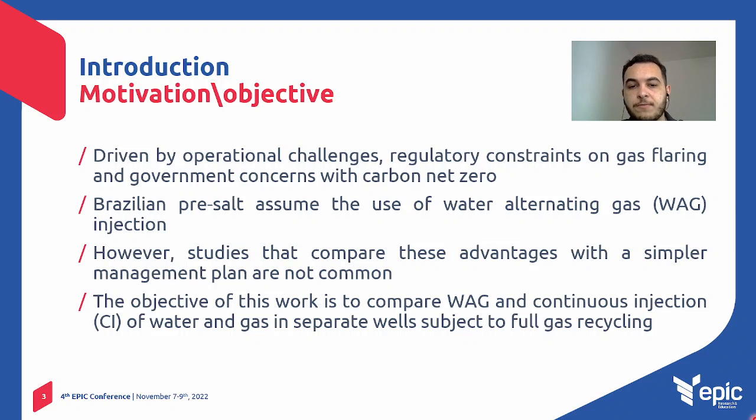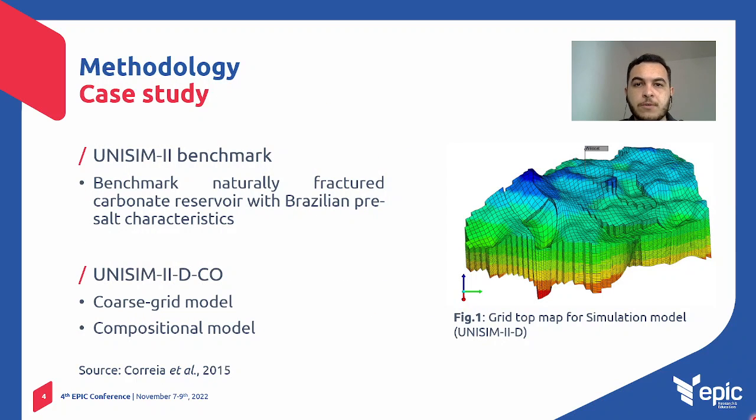The objective of this work is to compare WAG and continuous injection of water and gas in separate wells, subject to full gas recycling. For this, we consider the Unicamp benchmark, a naturally fractured carbonate reservoir with Brazilian pre-salt characteristics, especially the UNISIM-II-D-CO2. This is a coarse grid compositional simulation model, and I represent this model in this map here.